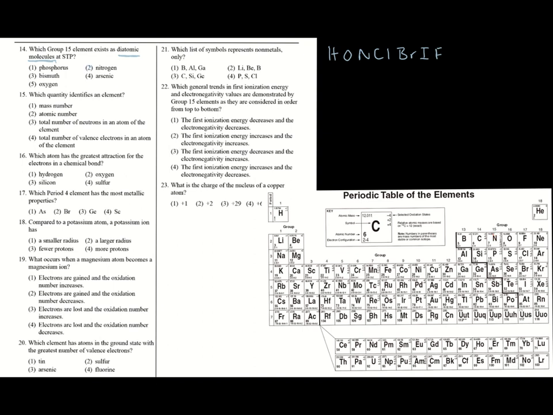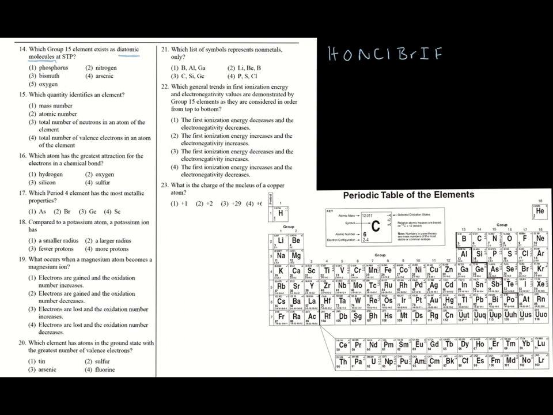So, let's spread the word of Hankelbrief, because Mr. Ballant keeps trying to overtake the chemistry empire, and we are not going to let him win. Just saying. Just saying. Anyway, number 15. Which quantity identifies an element? Whatever Brinkelhoff nonsense he keeps spewing. It's Hankelbrief, my dude. Hankelbrief.